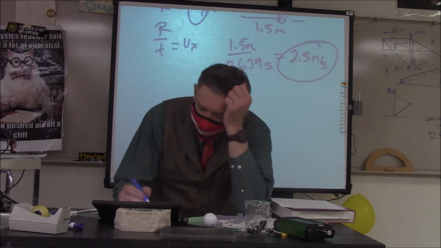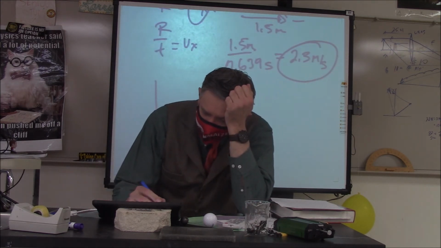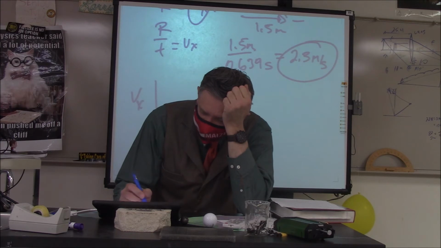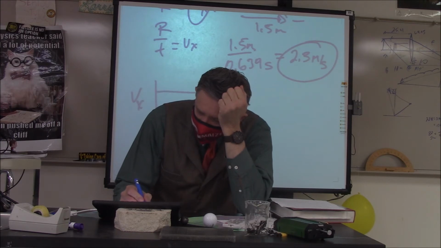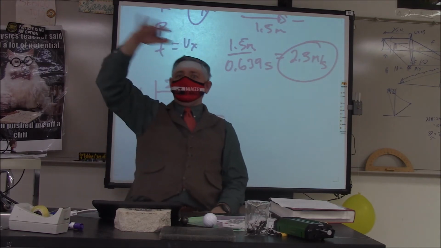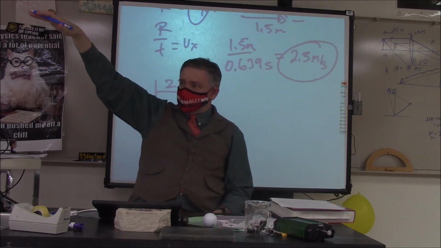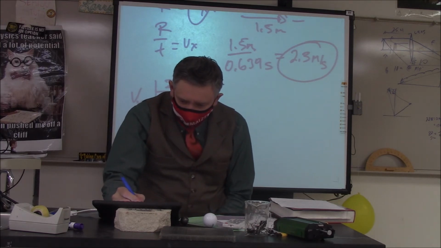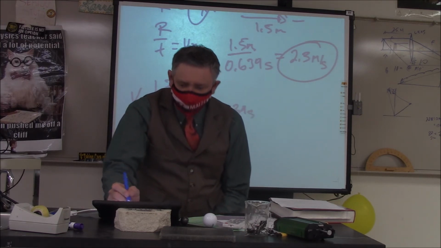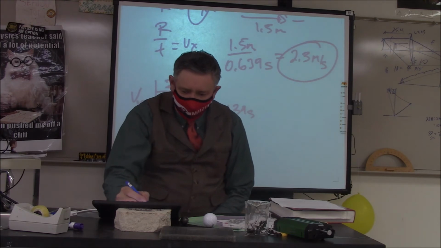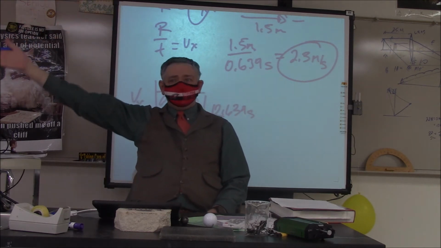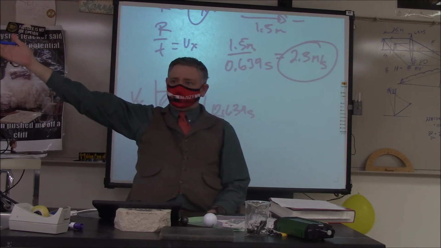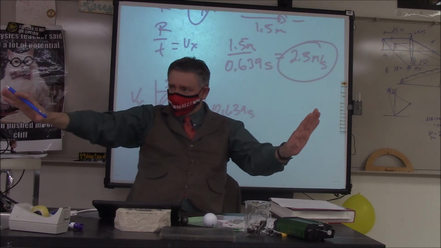So here's what it looks like on your Vx versus time graph. That's going to be exactly at 2.3 meters per second. So your horizontal velocity versus time graph is just going to be a horizontal line, and that's going to extend to 0.639 seconds. And the area underneath that graph is going to be 1.5 meters because that's how far it went. Okay? Got that? No worries.